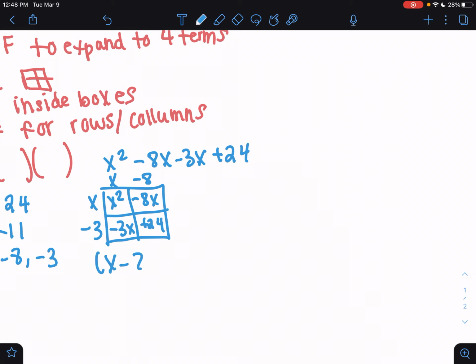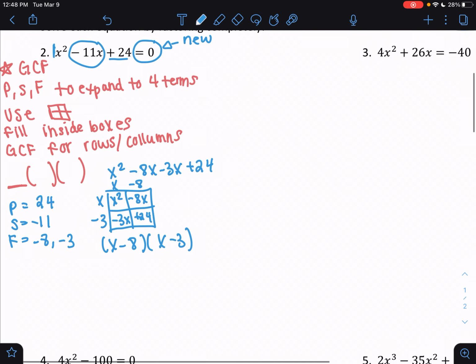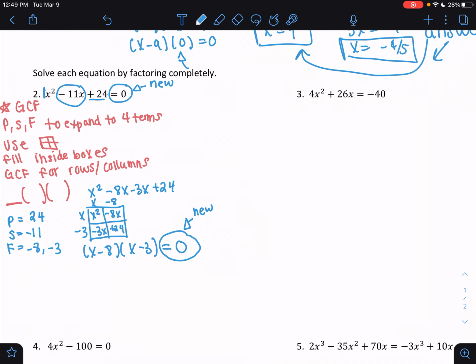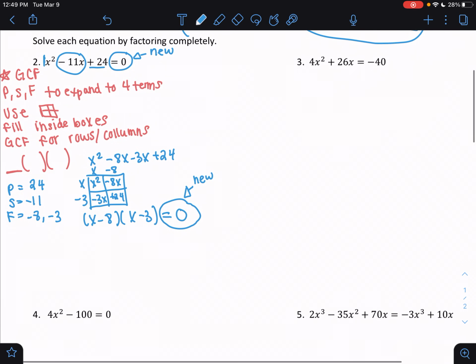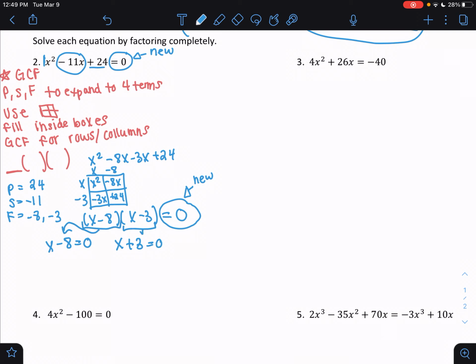Just like before, we write out our answer. But then we have our new thing, right? Set it equal to 0. So remember, this is our new thing. Don't forget to do that. Set it equal to 0. And just like we did at the beginning, we're going to set each of these sets of parentheses equal to 0. So if we have x minus 8 equals 0 and x plus 3 equals 0. So we took this one, set it equal to 0, and then this one and set it equal to 0. So x equals 8 for this one, and x equals negative 3 for this one. And those are our answers.